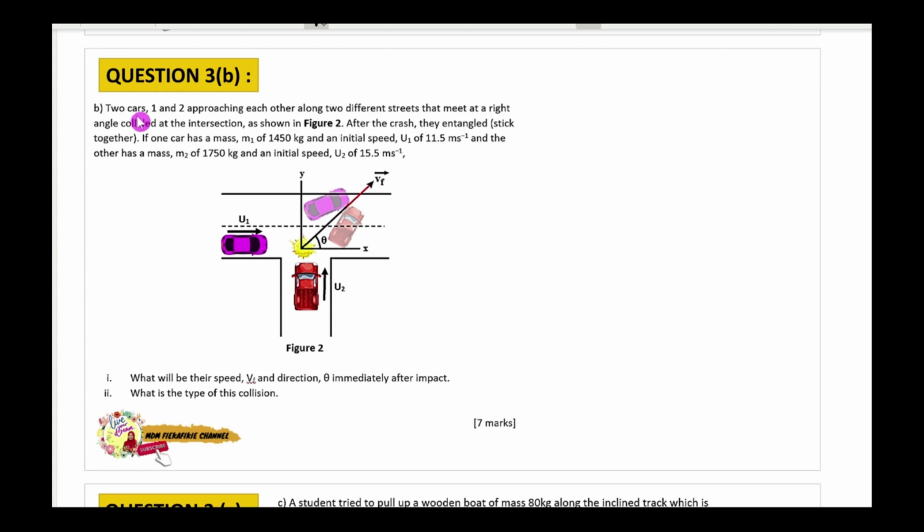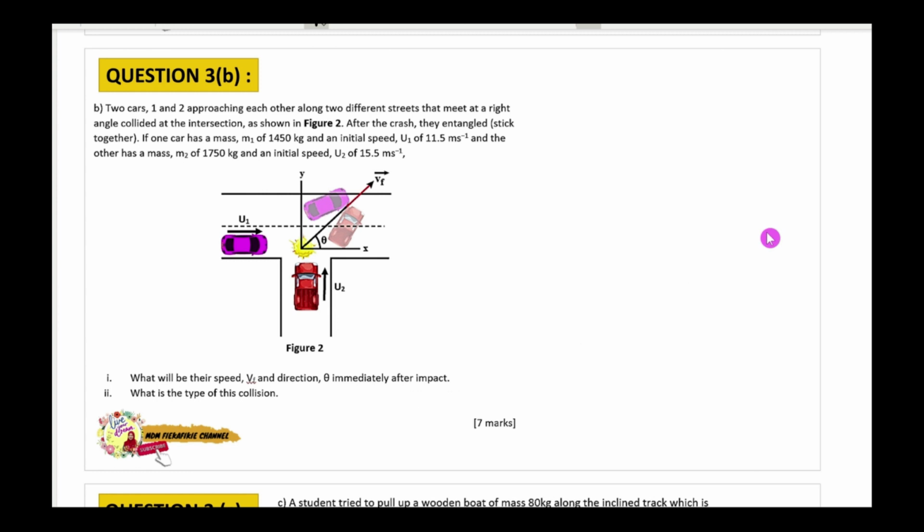Alright, question B. We have two cars, 1 and 2. Okay, so the first one and this is the second car. Okay, approaching each other along two different streets that meet at a right angle collider at the intersection as shown in figure 2 here. After the crash, they entangle, stick together. Okay, if one car has a mass of this and initial speed of this, and the other has a mass of this and the initial speed of this. Okay, what will be their speed? Okay, sebab dia stick together after collision. Okay, we want to calculate what is the V final and also the direction immediately after the impact.